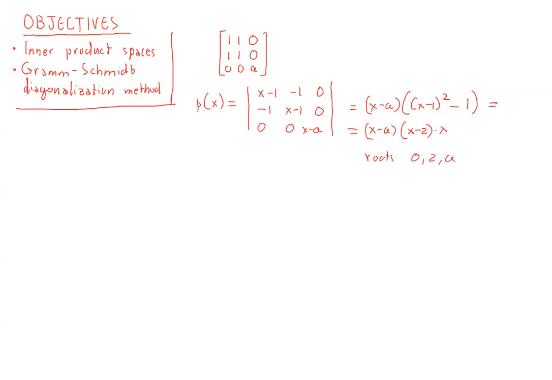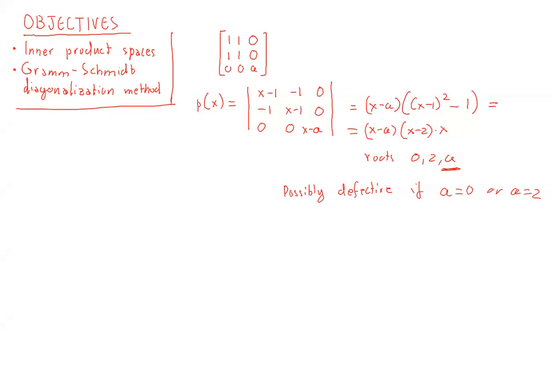What does that tell you? It tells you that if A is not 0 or 2, then you have three distinct roots. And in that case, diagonalization is ensured. So what is really the only possibility in which you could not have diagonalization? The answer is, possibly defective, if A is 0 or A is 2. Because then you don't have different eigenvalues.